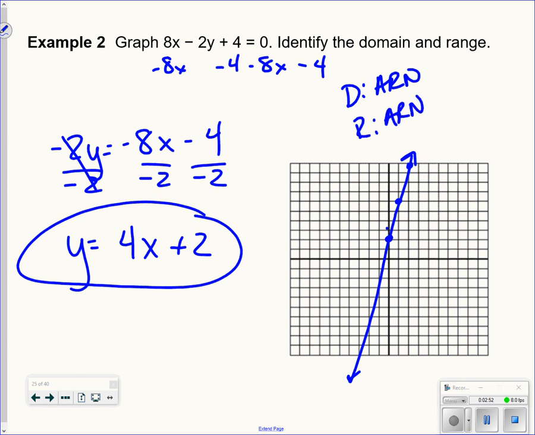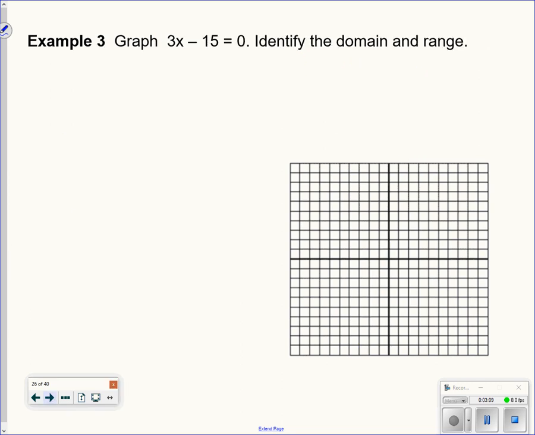And some of you are going to think, well, why wouldn't it be all real numbers? If you had a vertical line, a line straight up and down, then the domain would be that particular value. Same if you had something go straight across, then the range would be that particular value. So there's two possibilities of not having all real numbers.